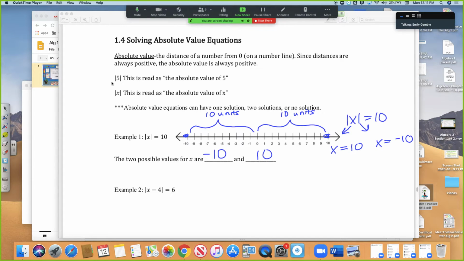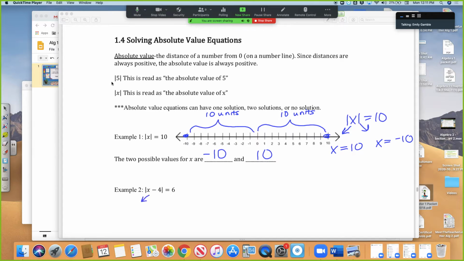Example 2 is a little bit more difficult because it says the absolute value of x minus 4 is equal to 6. So you'd have to figure out what two numbers, when you take 4 away, the absolute value of that would equal 6. Some of you might have that positive number in your head and already know, okay, I know what number minus 4 would equal 6. But then the other one is what number minus 4 would equal negative 6, which is sometimes harder.